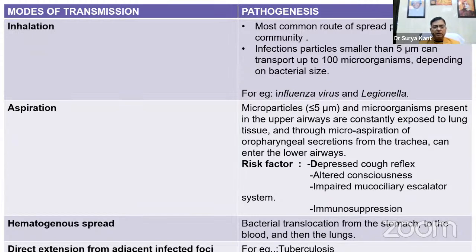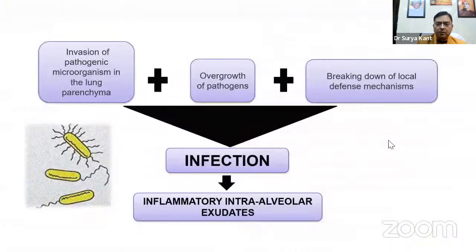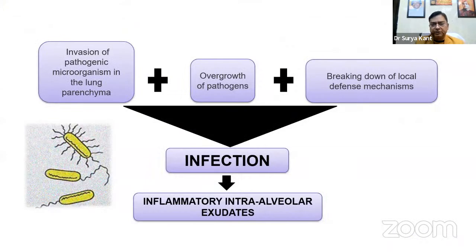The hematogenous spread is also an important way of spread of the disease, and bacterial translocation from the stomach can be the source. And then direct extension from adjacent infected foci, for example, pulmonary tuberculosis. So tubercular pneumonia can also be an example of this direct extension. Now coming to the pathogenesis part, after the type of route of spread of infection.